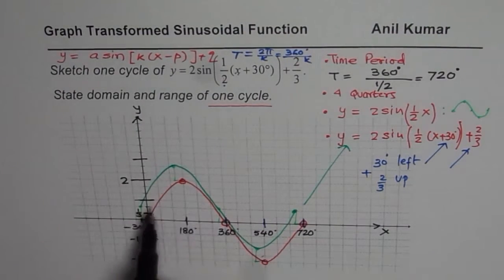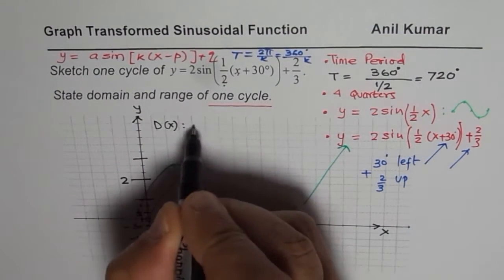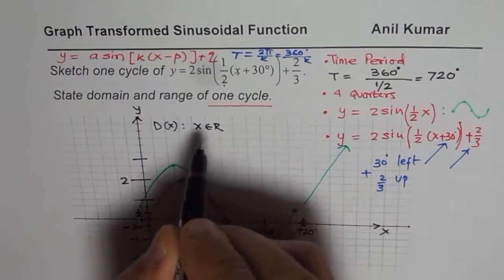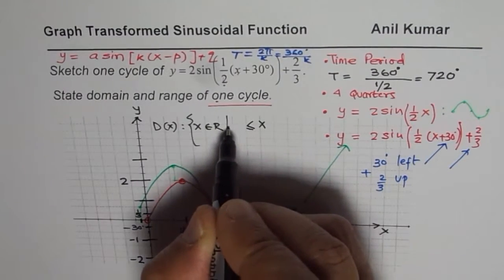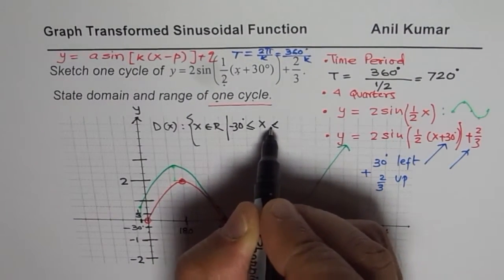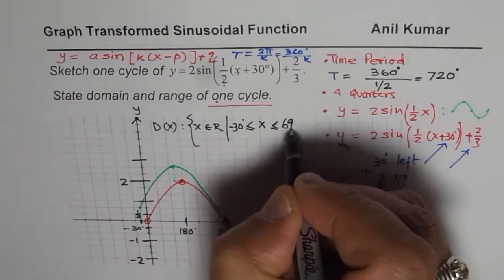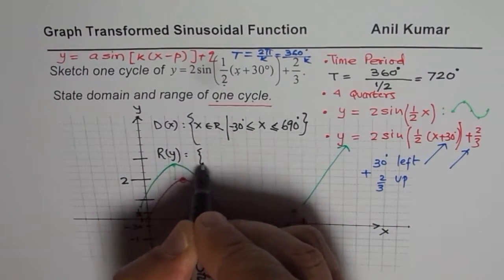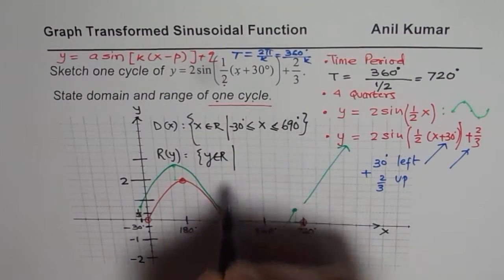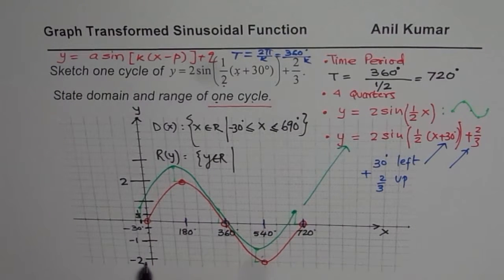So what is the domain of this function? Now we can write domain of the function. So domain of the function is that x belongs to real numbers. Only one cycle, I'm saying, right? Where x is greater than or equal to minus 30 degrees and less than or equal to 720 minus 30, which is 690 degrees. As far as the range is concerned, range is y belongs to real numbers, and the values of y are between 2/3 less than 2, right? So 2/3 less than 2.